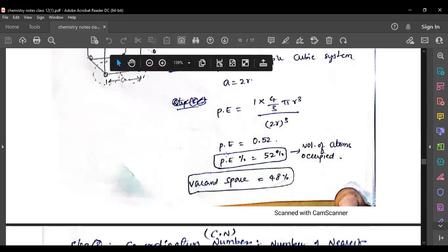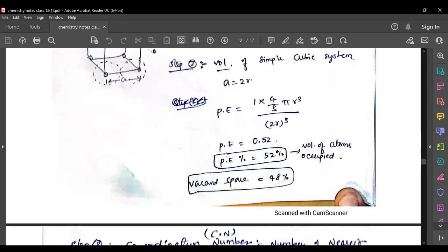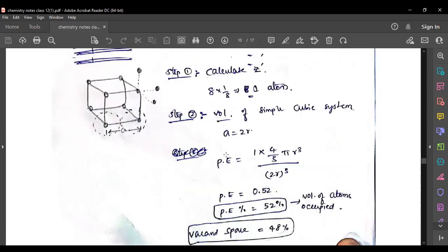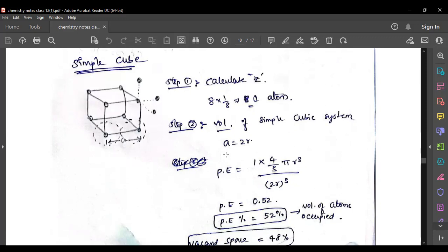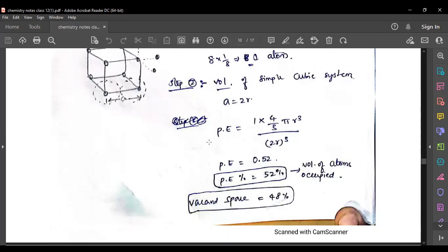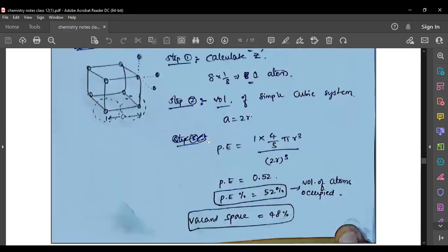You get this fraction when you substitute Z equal to 1 and a equal to 2r, the relationship between the edge length and the radius of the atom, where small r is the radius of the atom and a is the edge length of the cube. So in the case of simple cube, a equal to 2r, and substituting these you get the packing efficiency as 52%. 100 is the total percentage, so subtracting 52 from 100, you get the vacant space as 48%. Clear?